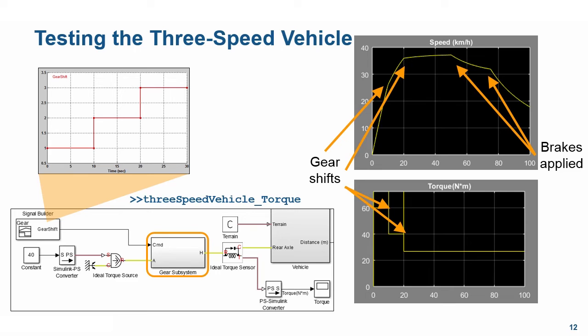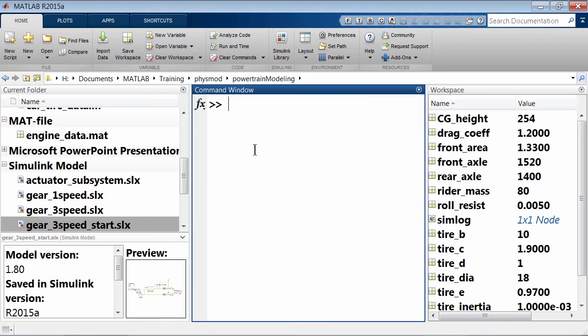All this while, we have been using ideal sources. The ideal torque source is good for initial iterations of the model. However, it is not realistic because it assumes the source is powerful enough to maintain the specified torque regardless of the angular velocity across the system. In reality, torque and engine speed are dependent on each other. The next step is to add an engine model to do this. Let's switch to MATLAB here.